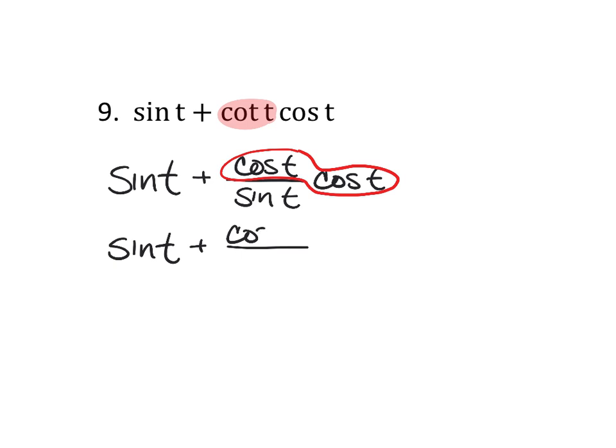Cosine squared. What if you just cancel it out though? Well, one is on top and the other is on top. Can't cancel unless one's on top, one's on bottom. Oh, okay. That's a good point.